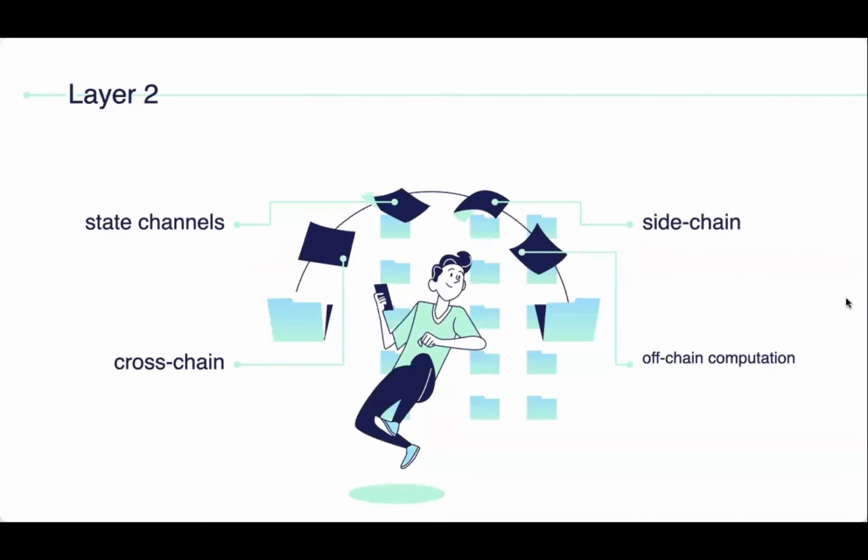In the second layer, which is known as the off-chain layer, blockchain modifies the application layer inside of basic protocols, such as using state channels, sidechain, cross-chain, off-chain computation, and so on.